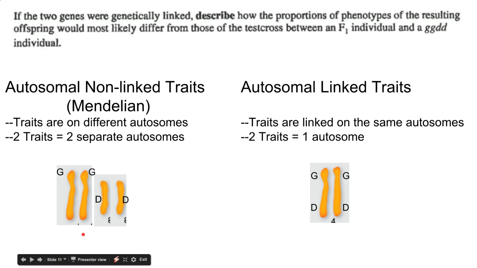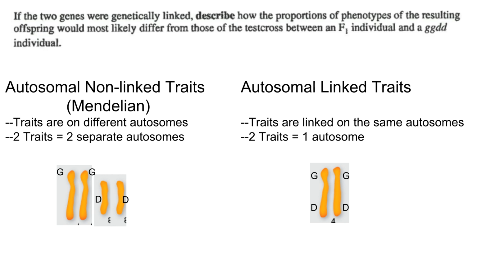Okay, now we're getting into this world of linked traits. And the question is, if two genes were genetically linked, describe how the proportions of phenotypes of the resulting offspring would most likely differ from those of the test cross between an F1 individual and a GGDD, a homozygous recessive individual. So now we're getting into this whole linked business.